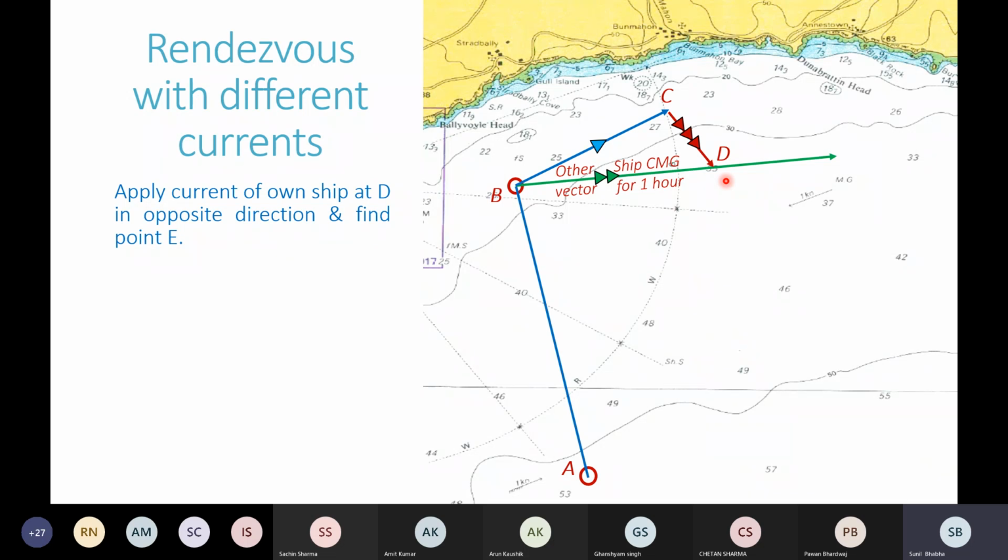So now we have to plot the current which is applicable at our own ship location at point D in the reverse direction or opposite direction. So let's plot it. Let's assume the current which is given to us at our ship location is northerly current. So we have the current vector plotted at point D in the reverse direction.